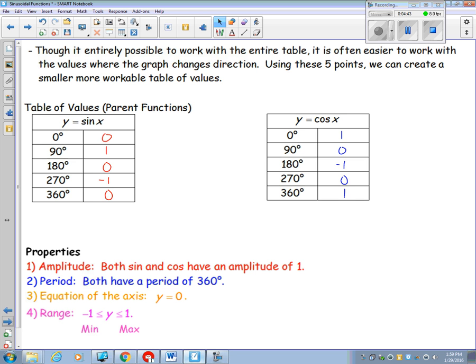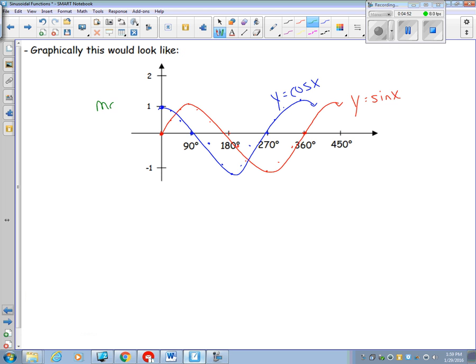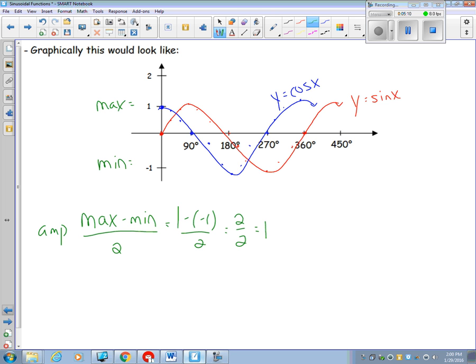Okay. Based on yesterday's ideas, we can find our 4 important properties. The amplitude, if you look at your graphs, the highest we ever reached, the max, was 1. The lowest we ever reached was negative 1. So max minus min divided by 2. Our amplitude would give us 1 minus negative 1 divided by 2, 2 over 2, or 1. You have your amplitude for both curves. Our central axis for both curves, max plus min over 2, 1 plus negative 1 gives us 0.